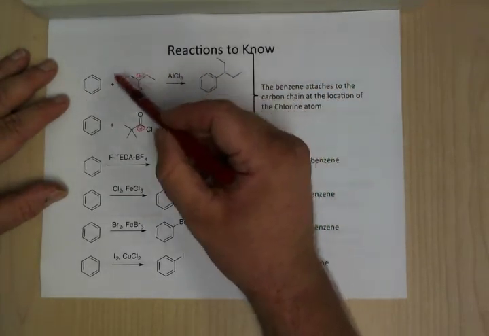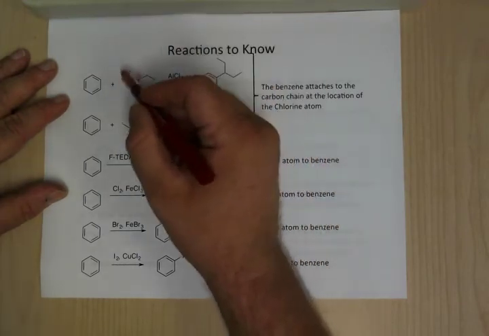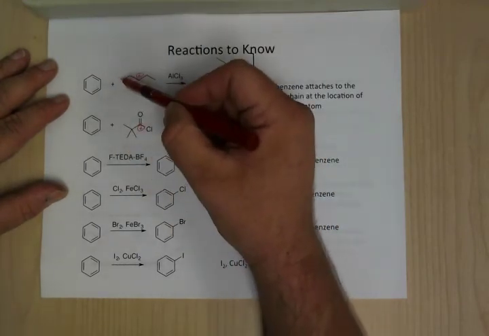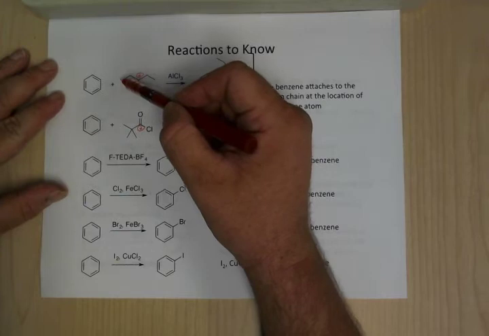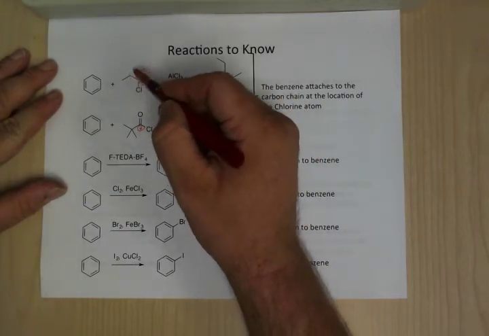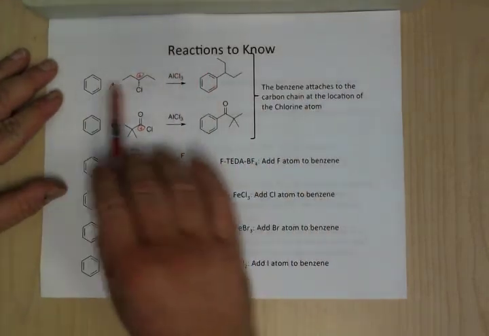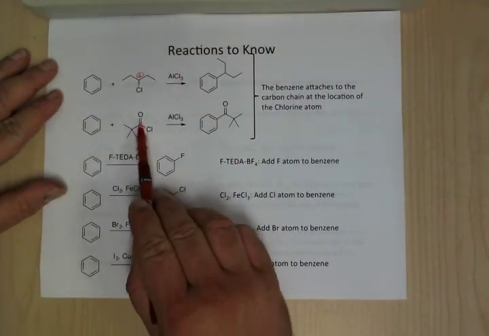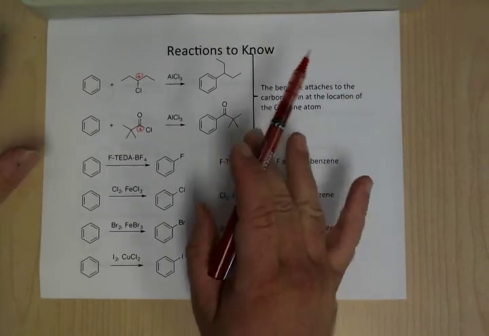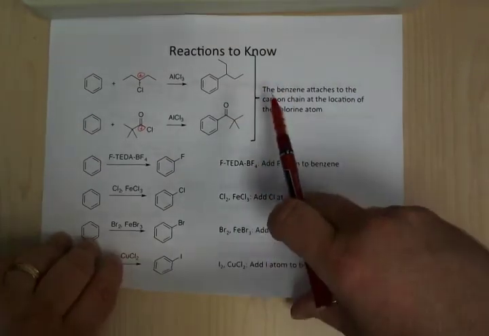Now you do have to be careful with just the regular alkyl halides, because if you were to have a primary carbocation, you would do a hydride or methyl shift to make it more stable. So you do have to worry about rearrangements on this top one. Where you're attaching to a C double bond O, you never get rearrangements. So do be careful with that.